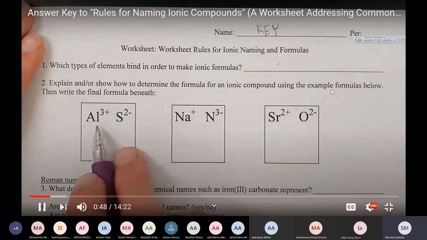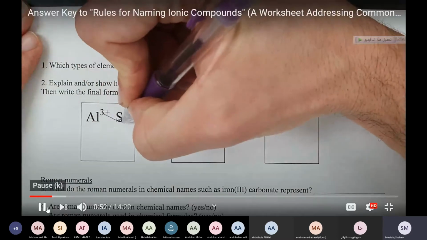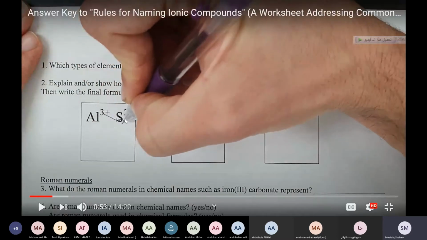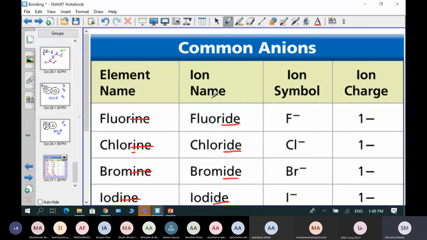Once you figure out the charge of an element, remember how you switch the charges. That means bring this 3 down here, and I've explained that previously. If you want to name, I'll write the chemical formula of aluminum sulfide. So we started with how to name the anions, how to name the metals itself.